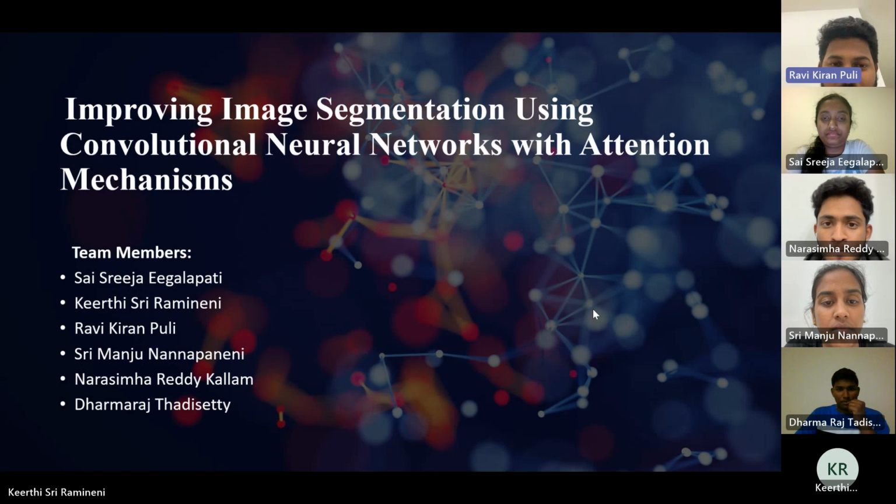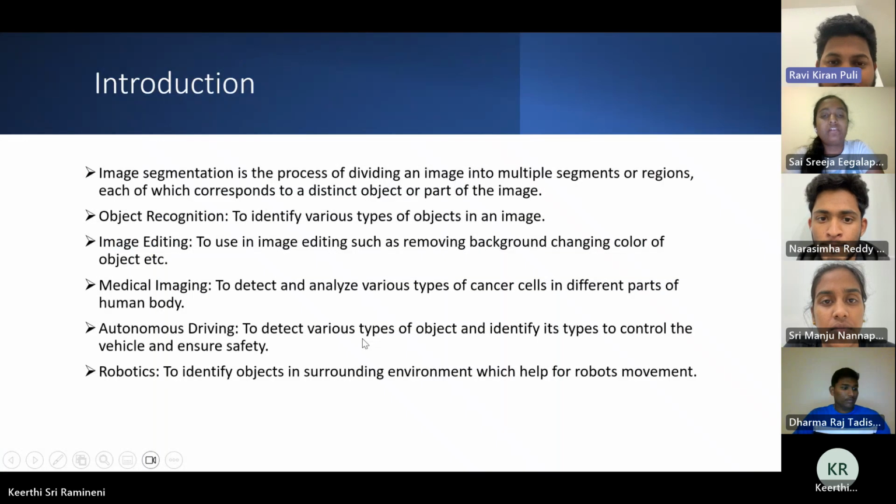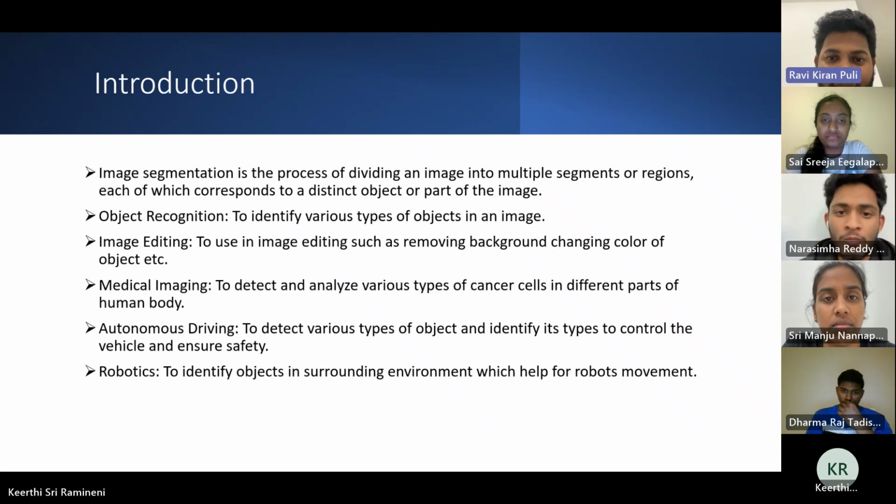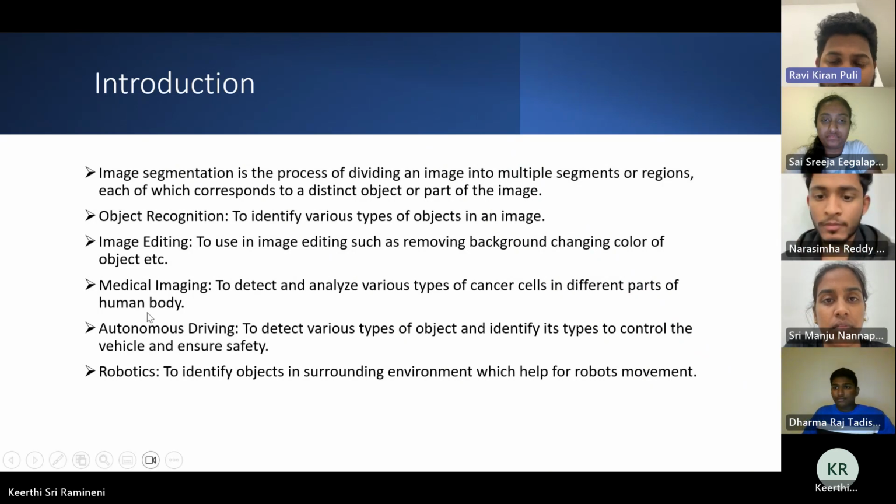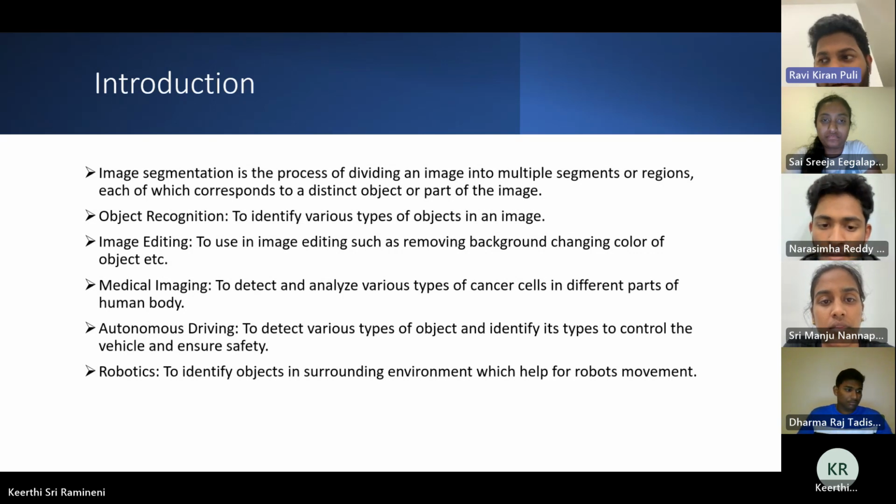Let me give you some definitions. Object recognition is to identify various types of objects in the image, and image editing is used to edit the image, such as removing the background or changing the color. In medical imaging, it is a technique to detect and analyze various types of cancer cells in different parts of the human body. Autonomous driving is to detect various types of objects and identify their types to control the vehicle and ensure safety. Coming to robotics, it is to identify objects in the surrounding environment, which helps the robot's movement.